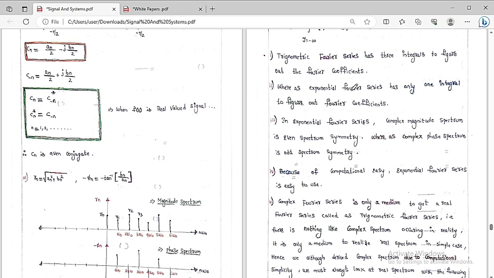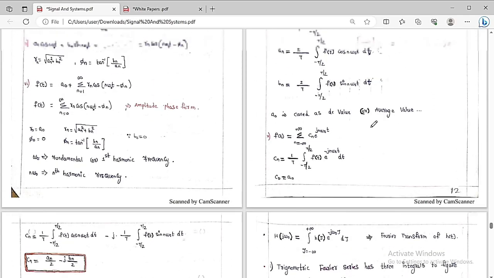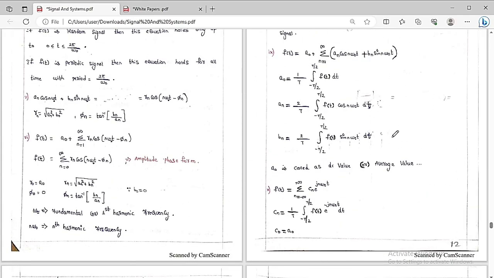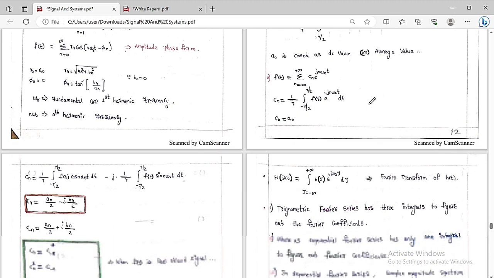The next point is that the trigonometric Fourier series has three integrals in order to figure out the Fourier coefficients. I have already told you, in the case of the trigonometric Fourier series, we have three integrals in order to figure out the Fourier series coefficients. Just now we have discussed a0, an, and bn. So if you want to write the trigonometric Fourier series expression, you need to know the value of a0, an, and also bn. So these three integrals we have to calculate, then only we can write the trigonometric Fourier series expression.